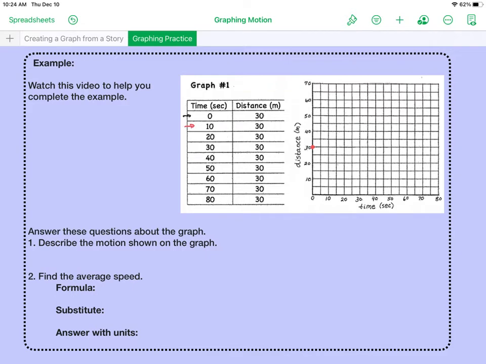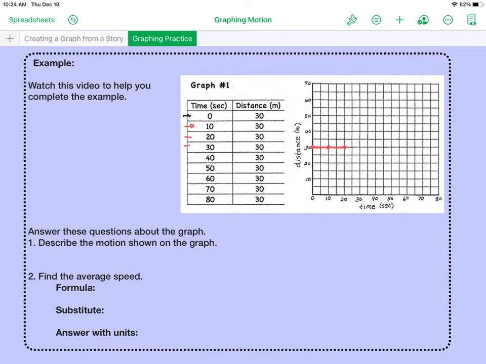And now I need to go to my next one. So my next one would be 10, 30. So my time is 10, and my distance is at 30 again. Okay. And now that I have this point, I can connect these 2 points with a line, since this is a line graph. So my next point would be 20, 30. So my time should be 20 seconds, and my distance is 30 meters. I'm going to put my point, and I'm going to connect my last point with my current point.